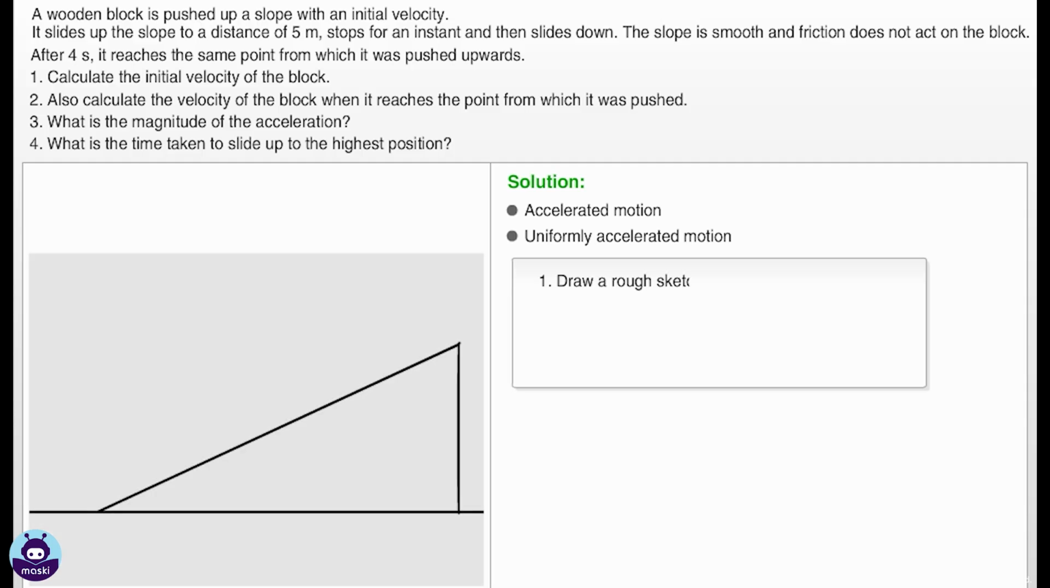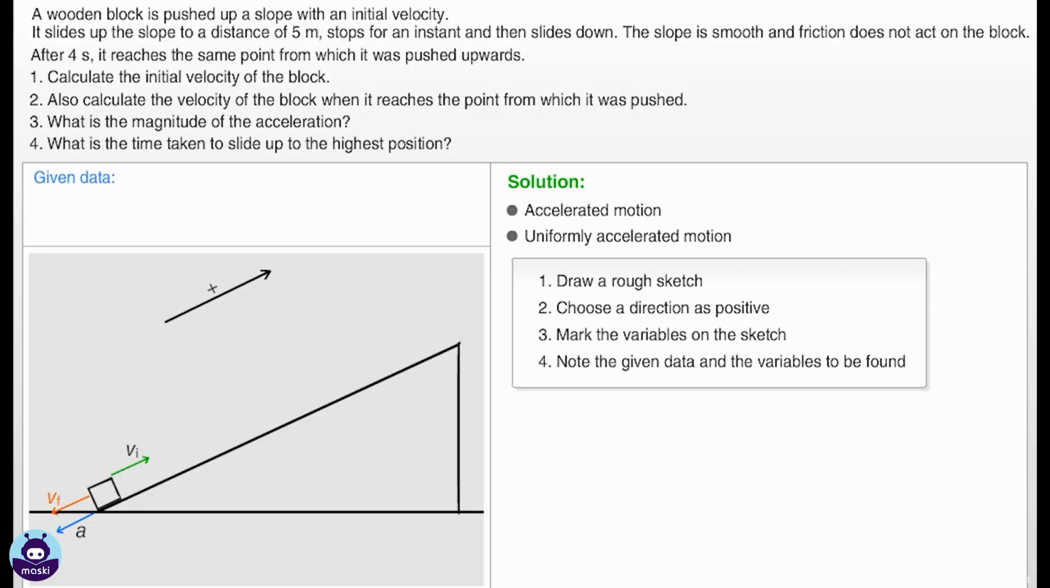We first draw a rough sketch to illustrate the problem. As we are dealing with vectors, like velocity and acceleration, we choose a direction as positive. Let this be the direction to the top. We mark the variables on the sketch. The acceleration is constant and is directed downwards. The initial velocity is directed upwards, whereas the final velocity, that is, the velocity when the block reaches the same point from which it was pushed up, is directed downwards.